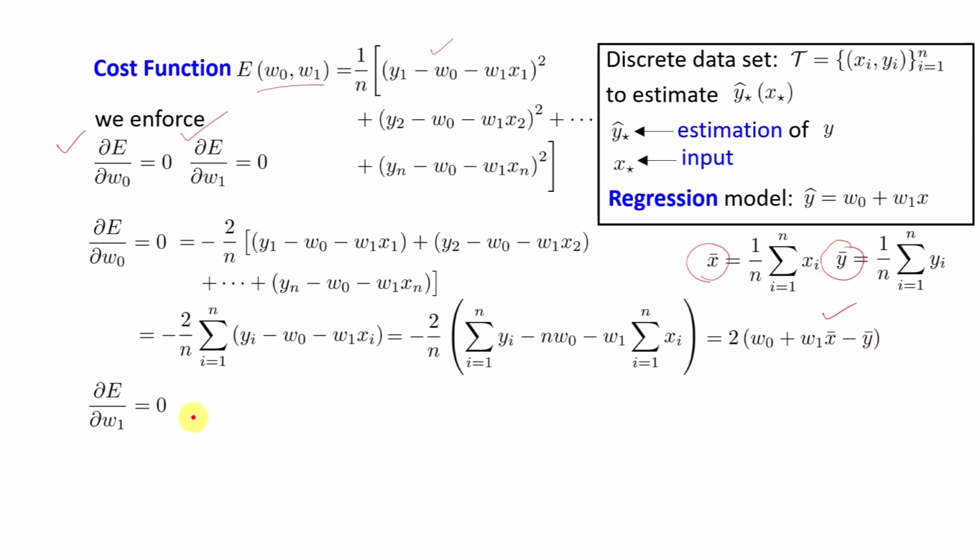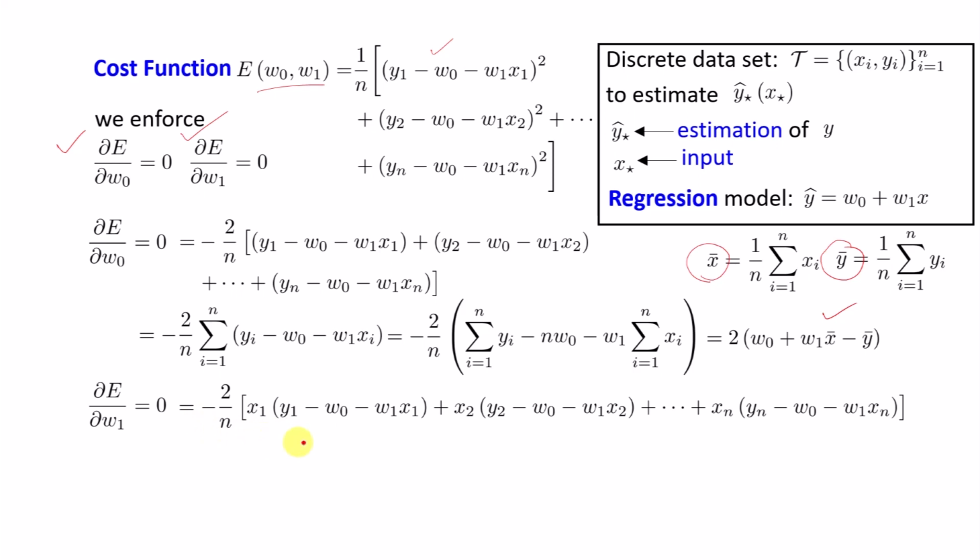Similarly here, del E del W1. So if I look at this expression of E, once again when I take the derivative, every term will have 2 times whatever is there in the first bracket, and then the derivative of negative w1 x1 should give negative x1, etc. Which means that if I take this minus 2 outside, what I'll get is x1 multiplied by whatever is there in the first bracket, this term y1 minus w0 minus w1 x1, plus x2 with the corresponding term in the first bracket, etc., up to xn with the corresponding term in the first bracket.